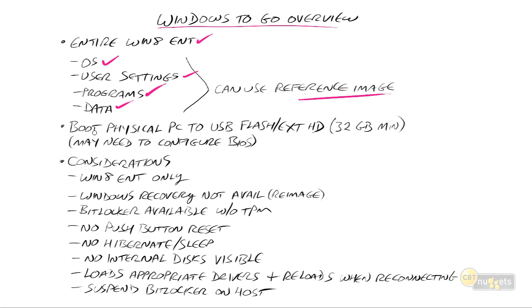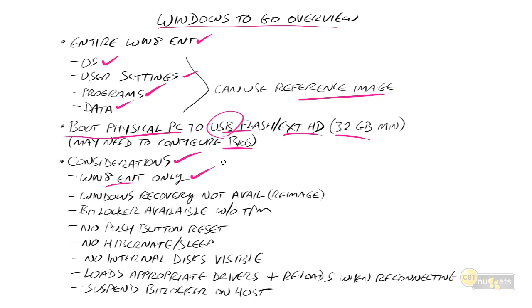So what you'd have to do is to boot the physical PC to be able to access or boot from that USB flash drive or external hard drive. Again, a 32 gigabyte minimum on these flash drives. Now, you may need to configure the BIOS. There's also an option there in the Windows to Go wizard that I'll show you where it could configure that for you. And it may not work with all BIOS, but hopefully it will do that and make it a little bit easier for you. And then it will configure the BIOS to boot for those external devices. Also, some considerations here. Again, Windows 8 Enterprise.